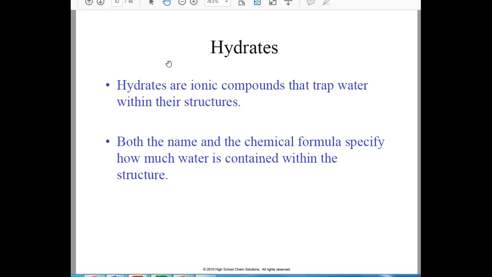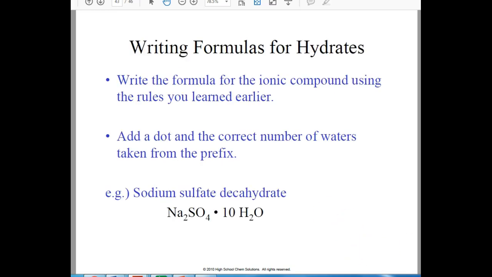So when we buy chemicals from companies, most of the time they have water in them because it costs money to get the water out. So most of our compounds are hydrates. So I want you to see how the formula looks here. This is an example of a hydrate down here.